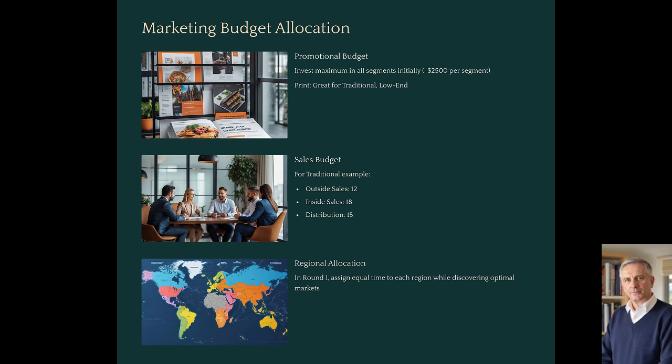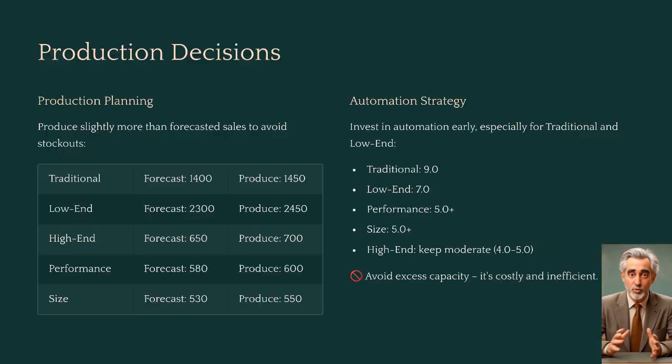Section 4. Production decisions, balancing capacity, inventory, and automation. Now that forecasts are set, produce slightly more than forecasted sales to avoid stockouts. Production plan example: traditional, forecast equals 1,400, produce equals 1,450; low-end, forecast equals 2,300, produce equals 2,450; high-end, forecast equals 650, produce equals 700; performance, forecast equals 580, produce equals 600; size, forecast equals 530, produce equals 550.